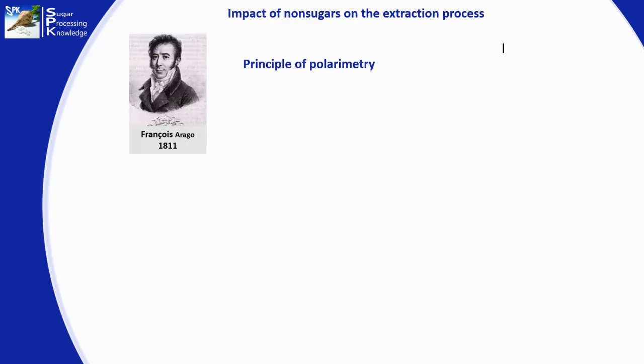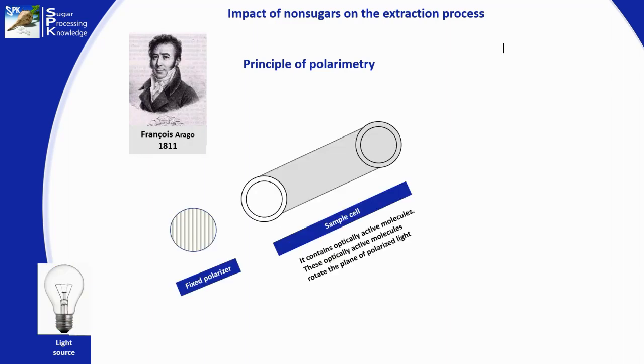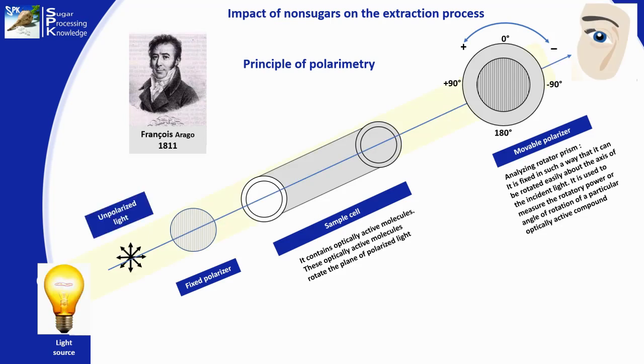A polarimeter consists of a light source, a fixed polarizer, a polarimetric tube that represents the sample cell, and a rotating polarizer. The principle is the following: the light source will emit an unpolarized light. This unpolarized light will become polarized by passing through the fixed or linear polarizer. And then, it will enter the sample cell, which contains an optically active substance. These optically active molecules rotate the plane of polarized light due to their optical activity.